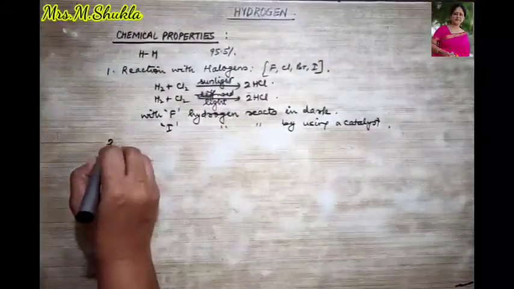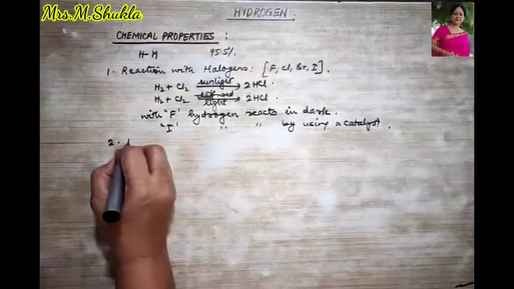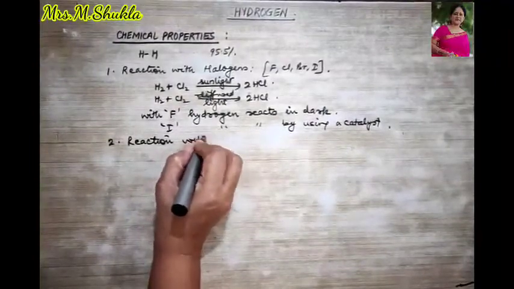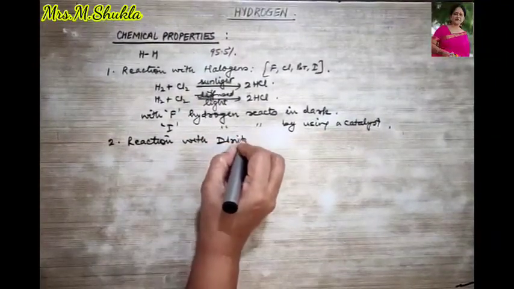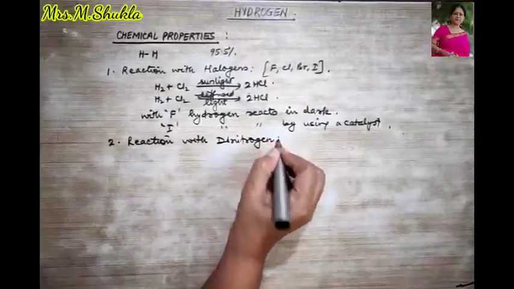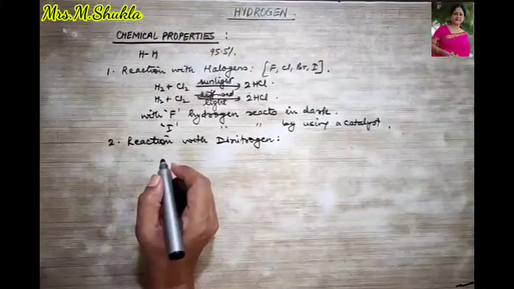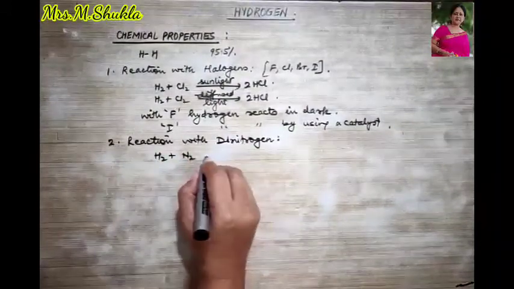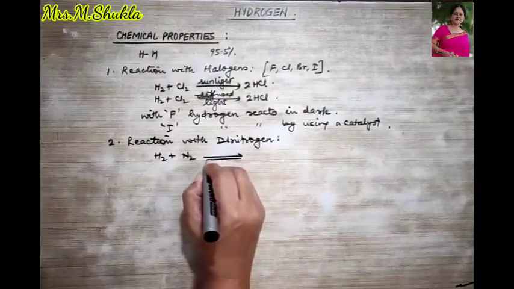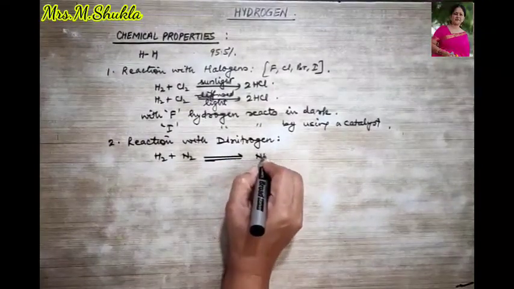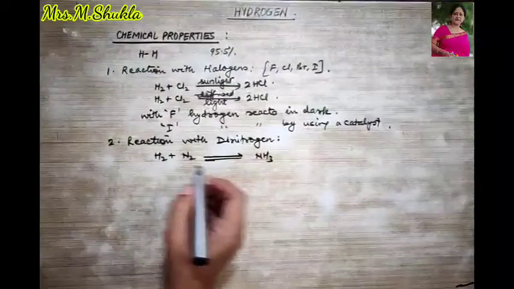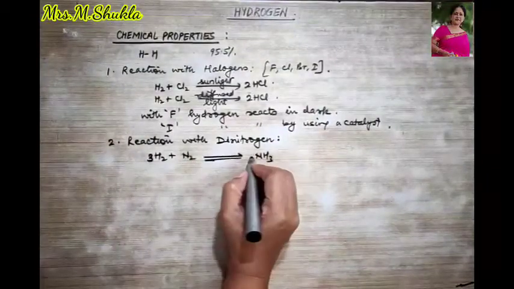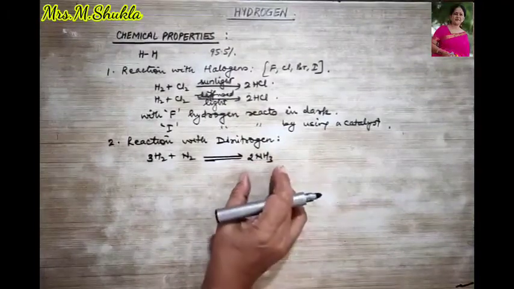Now the second type of chemical reaction is the reaction with dinitrogen. When I say dinitrogen, what am I talking about? N2. This is also your Haber's process. Hydrogen combines with nitrogen and this is a reversible reaction forming ammonia. Clear? Let us balance this. We have 3 parts of hydrogen and 1 part of nitrogen combining to give you 2 volumes of ammonia.